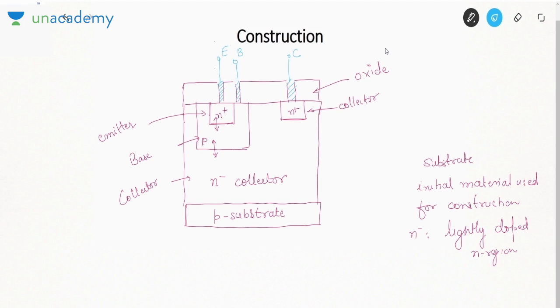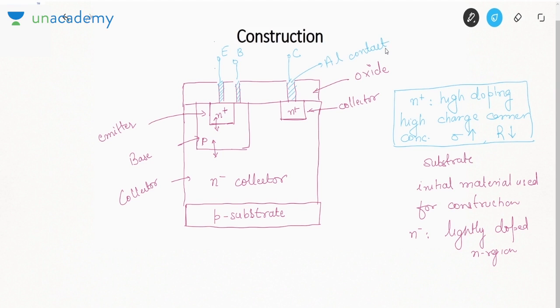Now why this N plus region? N plus has high doping. If it has high doping, you can say it has high charge carrier concentration, right? If it has high charge carrier concentration, conductivity is high and resistance is low. In order to reduce the resistance of the contact, meaning this aluminium material, we need to have high doping. So in some part of the collector, we have produced high doping and it will reduce the resistance. By reducing resistance, we can reduce the voltage drop in the device. Otherwise, there will be a large voltage drop across high resistance. Okay, so that is the basic construction of a BJT.